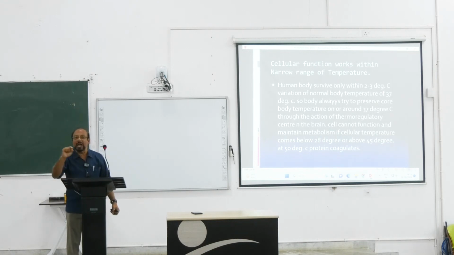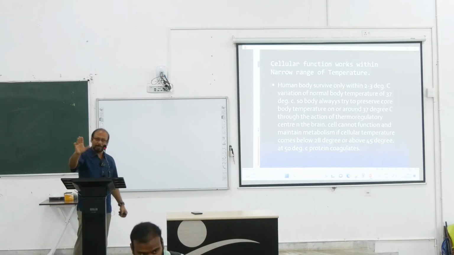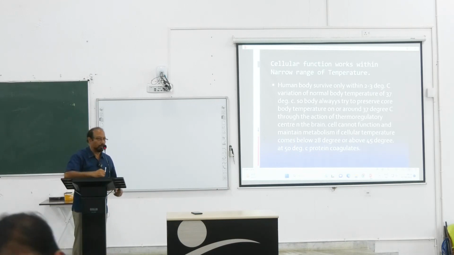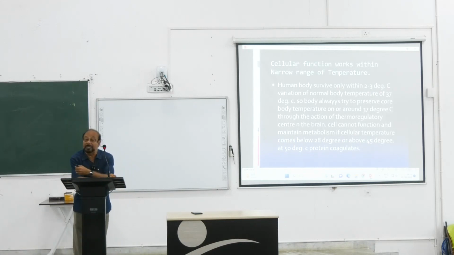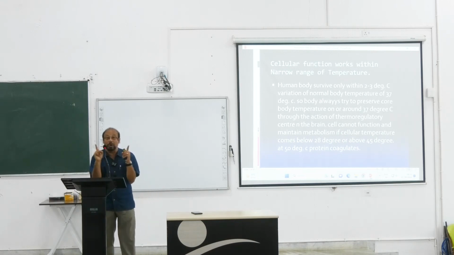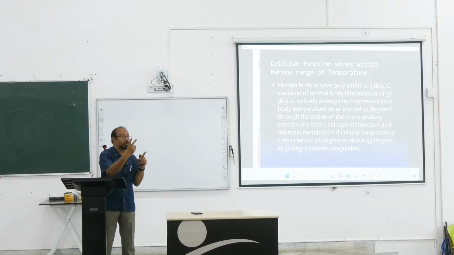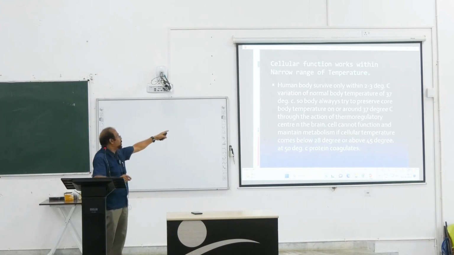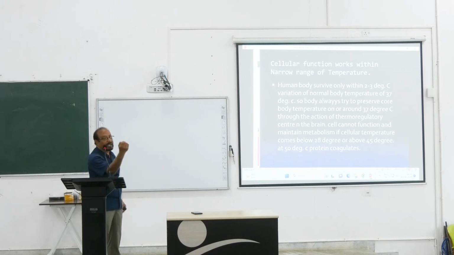There is a kink after the bulb of the mercury, so that it actually breaks there, it will not break down. It's a very, very simple knowledge that you must know. So 37°C is the temperature of what is actually normal body temperature. So body cell functions within a very narrow range of temperature, mind it. একটু বেশি একটু কম, 2° variations. Human body survives only within 2 to 3° variations of the normal body temperature.